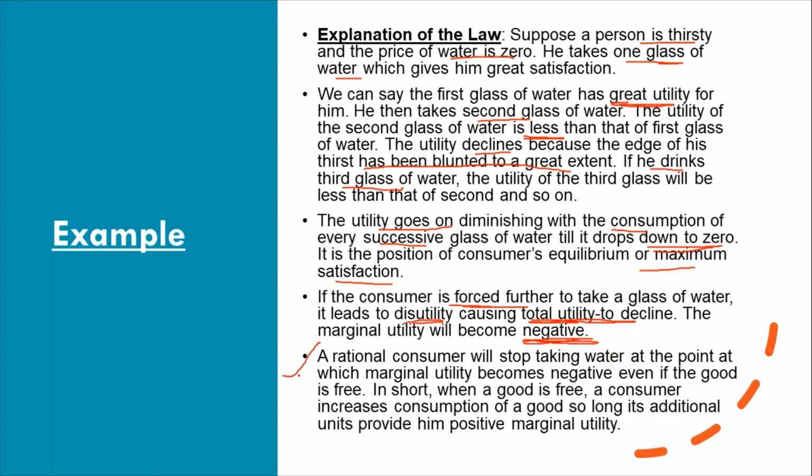Now, if you're a rational consumer, you'll stop taking water at a point when your marginal utility becomes negative. Not even negative, we can say over here when it becomes zero. When your marginal utility becomes zero, you'll just stop taking that good, even if it is for free, right? So in short, when a good is free, a consumer increases consumption of a good so long as its additional utility provides him positive marginal utility. When it starts giving you zero marginal utility, that means that you have reached your equilibrium.